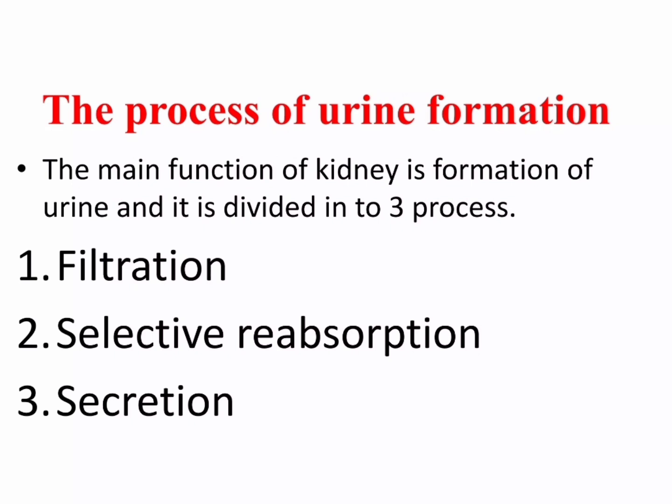Next is the process of urine formation. How is the urine formed? The main function of the kidney is the formation of urine, and it is divided into 3 processes. First is filtration, second is selective reabsorption, third is secretion. This is how the urine is formed.